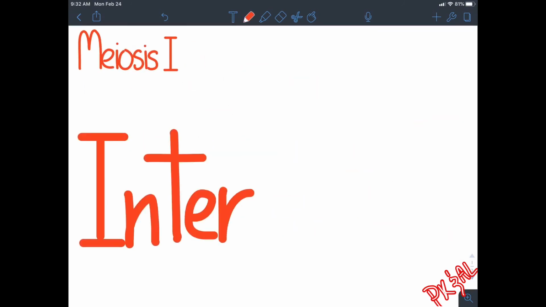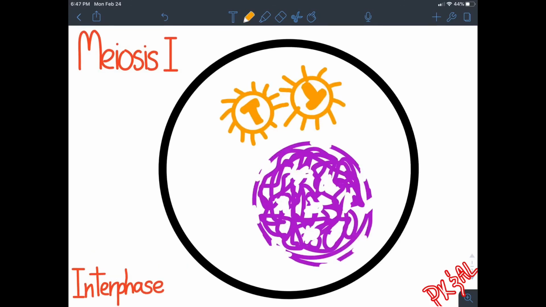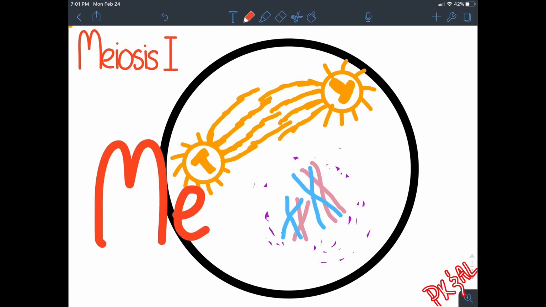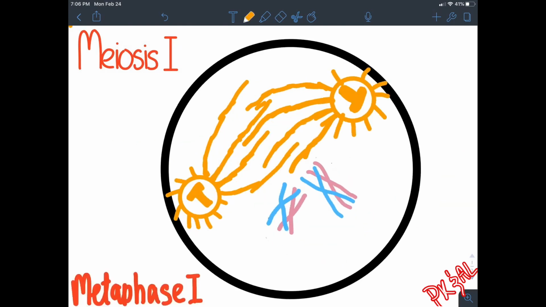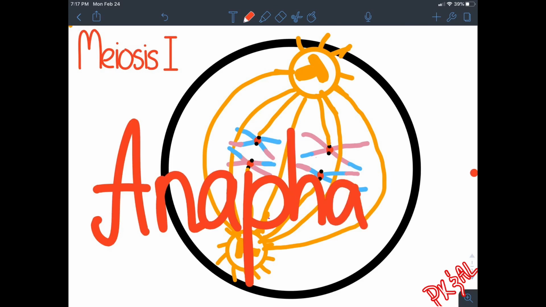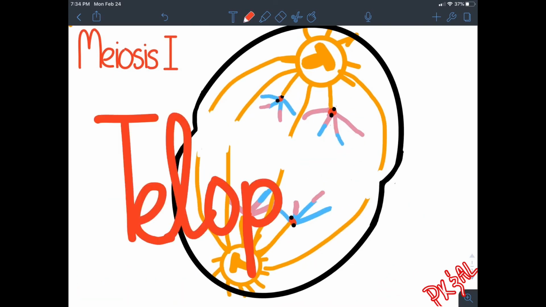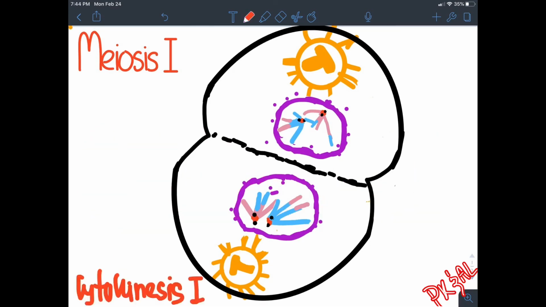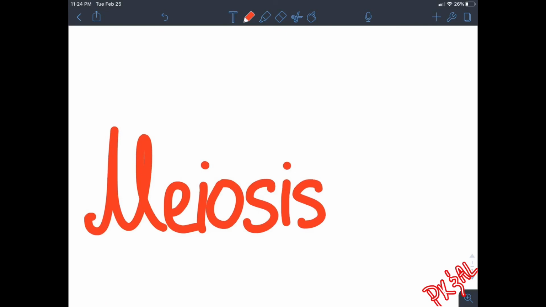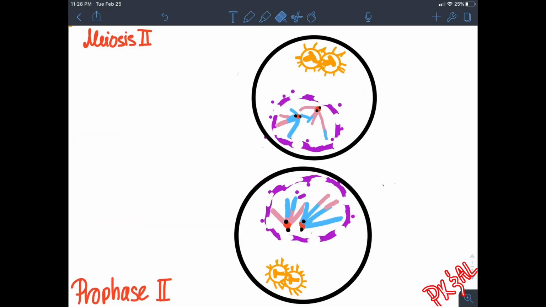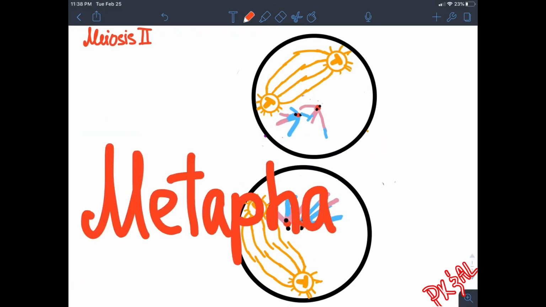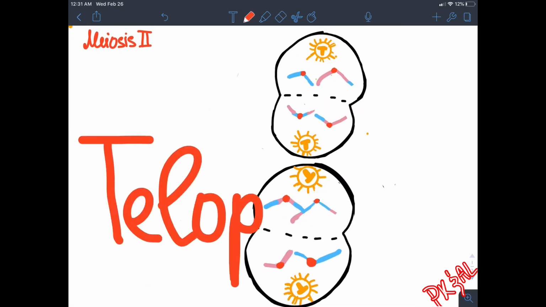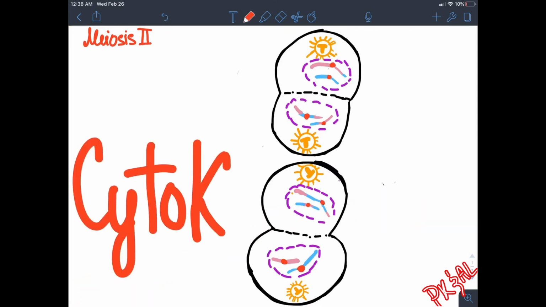To recap, in meiosis 1, there is interphase, and then there is prophase 1. After that comes metaphase 1. After metaphase 1 is anaphase 1. Then there is telophase 1. And after that, there is cytokinesis 1. Then comes meiosis 2, which is comprised of prophase 2, metaphase 2, anaphase 2, telophase 2, and finally cytokinesis 2.